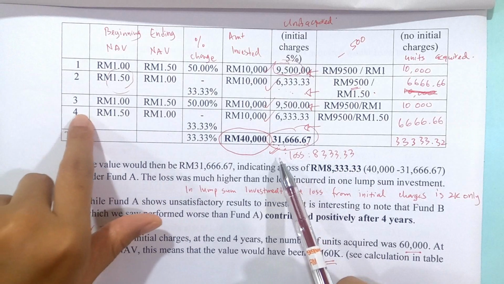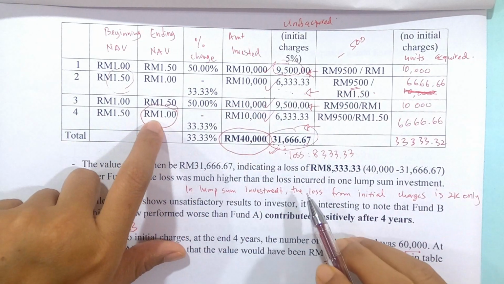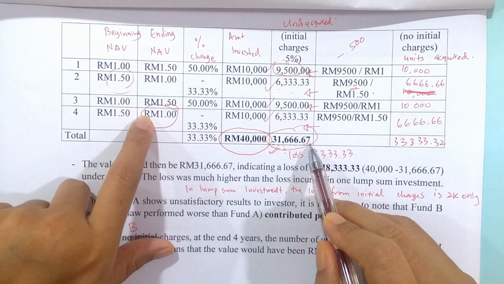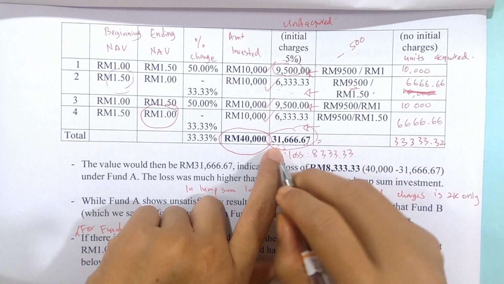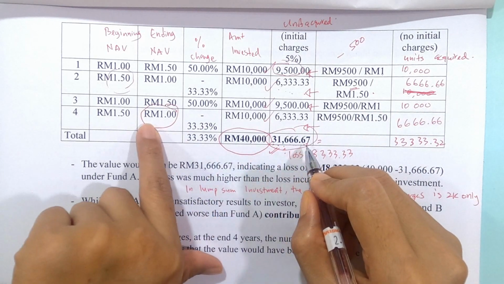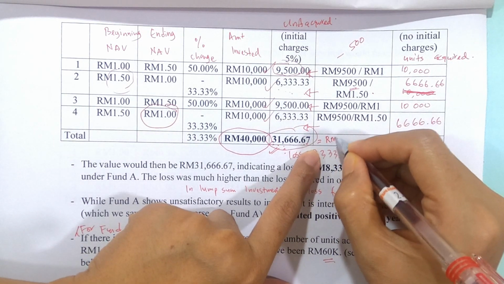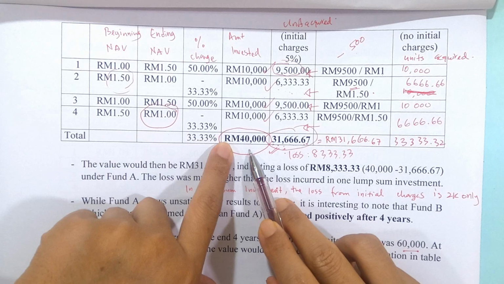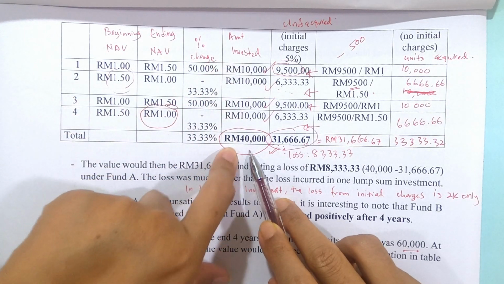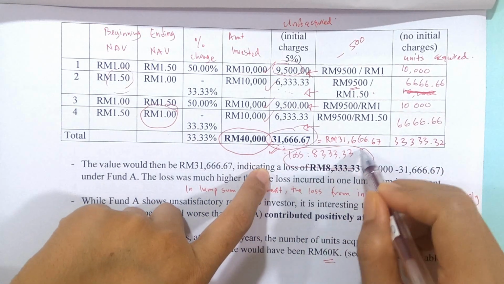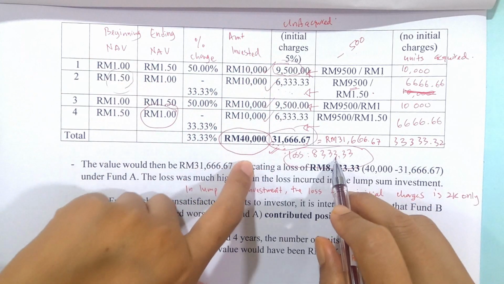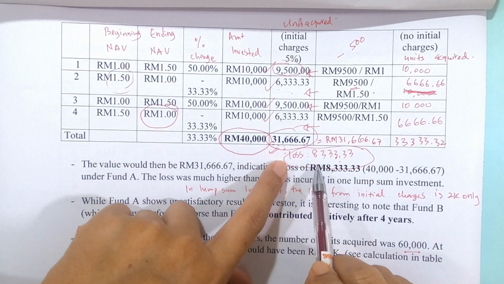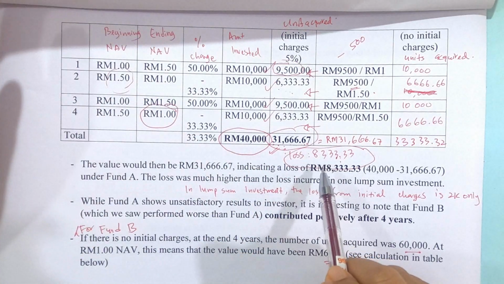So we have to check the fourth year, where the ending net asset value is 1 ringgit. So if our units are 31,666.67 and the price is 1 ringgit per unit, the value of this investment is 31,666.67 units times 1 ringgit, which is 31,666.67, much lower than the amount that we invested, because we invested 40,000. Therefore, we can see there is a huge loss when there is an initial charge of 5%. That is the difference between 40,000 and 31,666.67. The difference is about 8,000 something, and it is very, very huge.